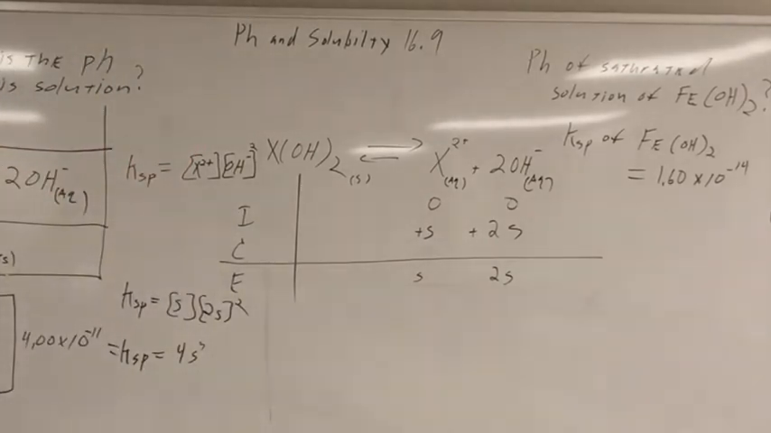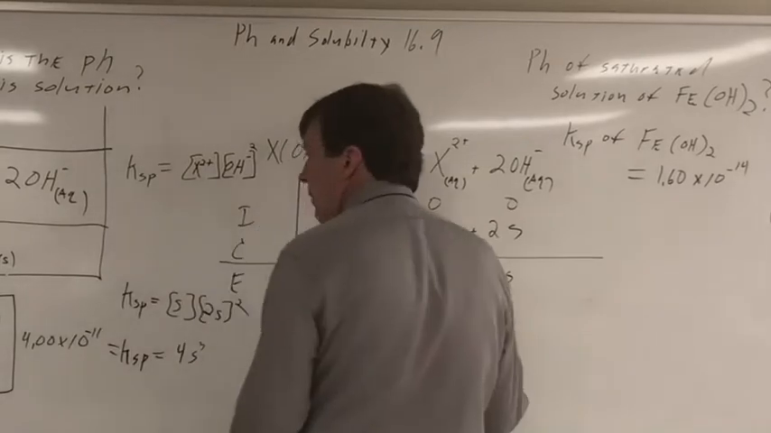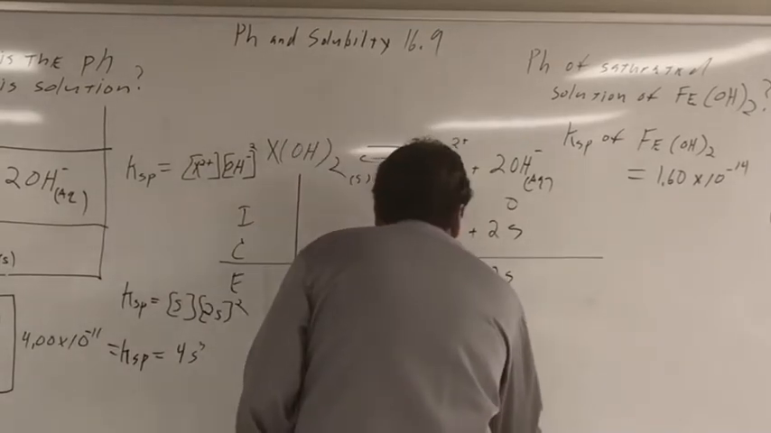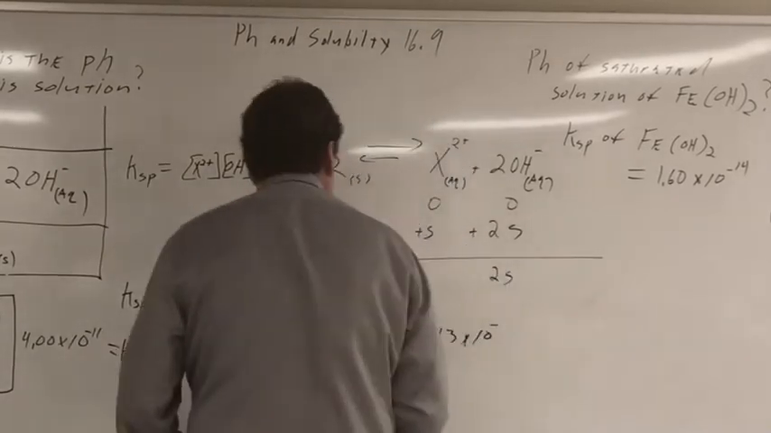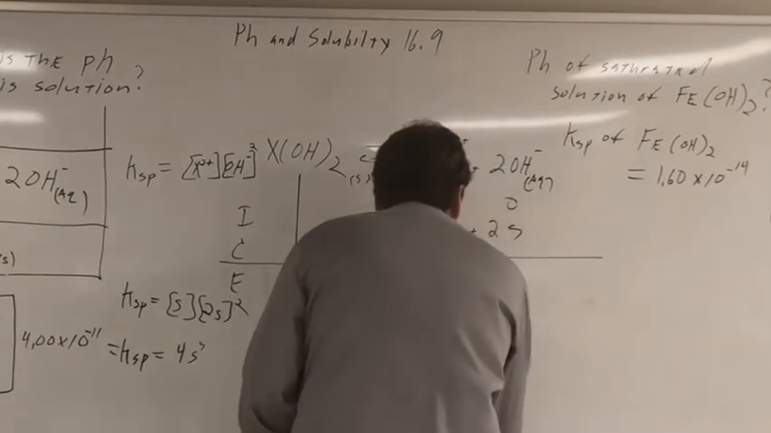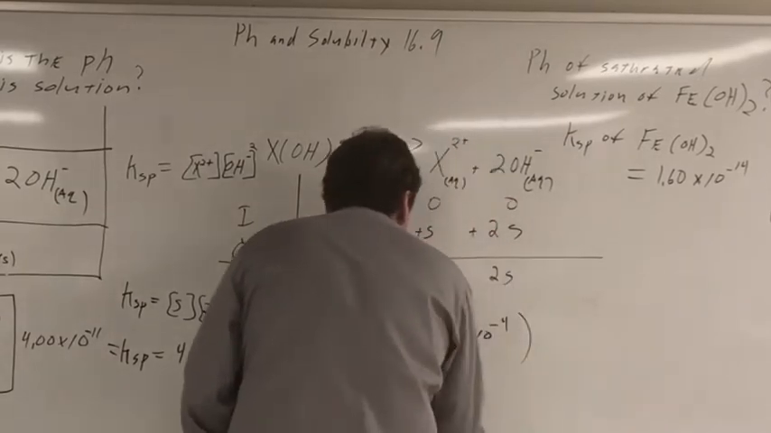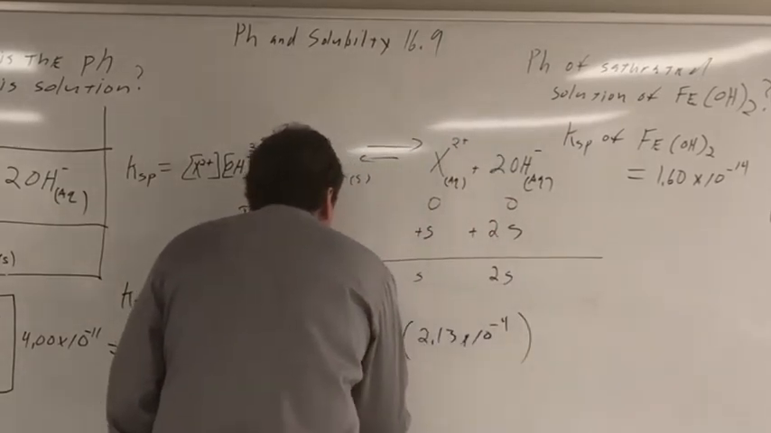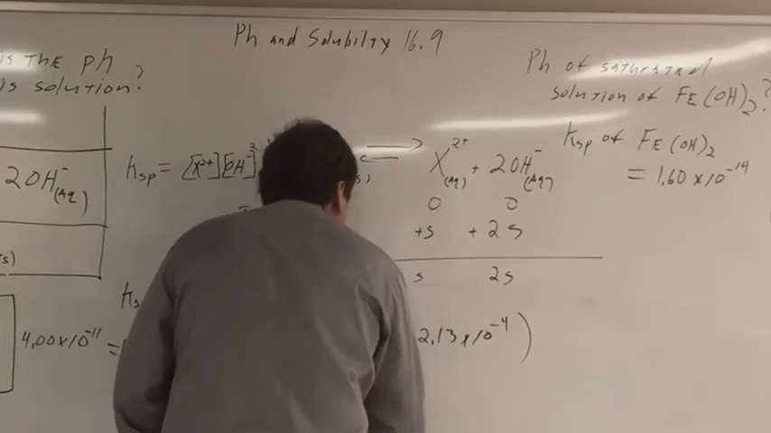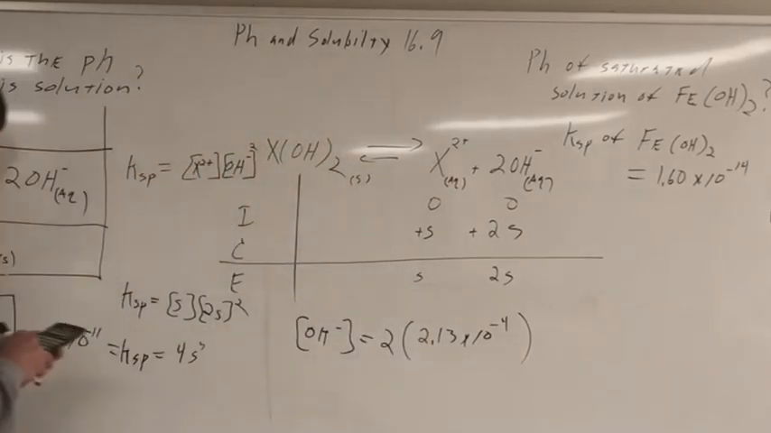All right, so here's our s value. We've got 2.13 times 10 to the negative 4th. Let's go ahead and times that by 2, and that gives us the hydroxide ion concentration in moles per liter.